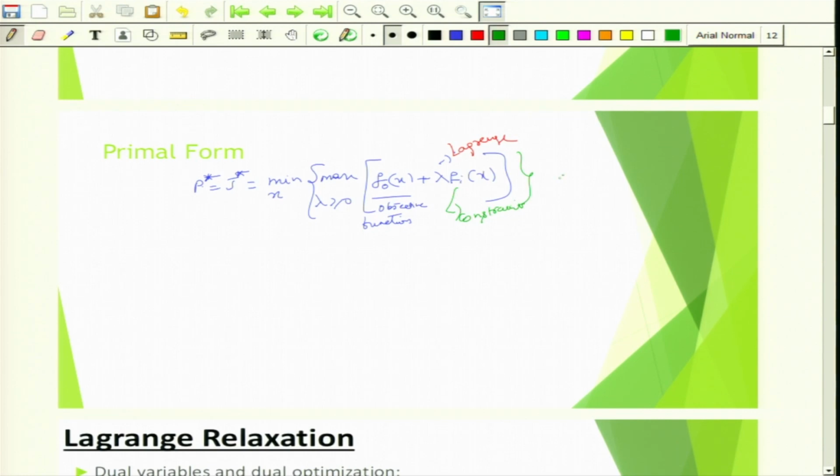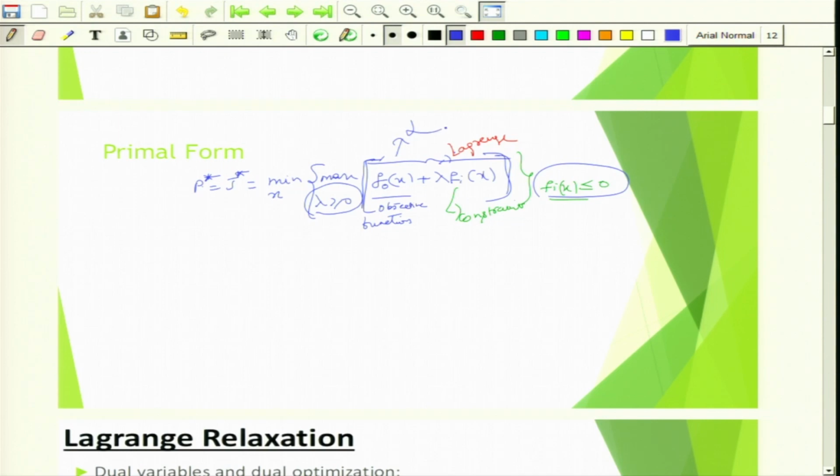Given that the constraint fi of x should be less than or equal to 0. You observe these two things: lambda should be greater than or equal to 0 and the constraint fi of x should be less than or equal to 0. In that case P star or J star, which is the primal form, is expressed as the minimum of the maximum of the Lagrangian function. Ultimately this is your Lagrange function, so you see this is your Lagrange function put together.